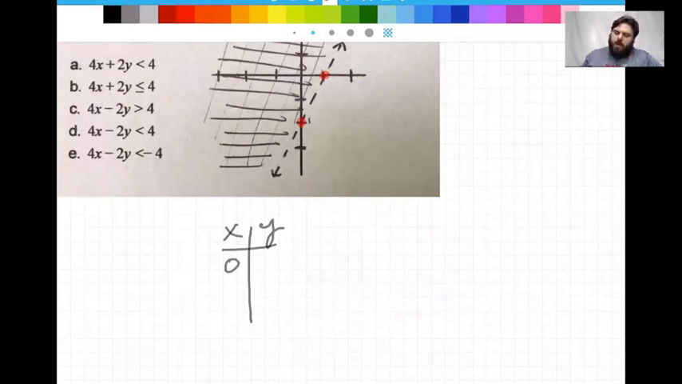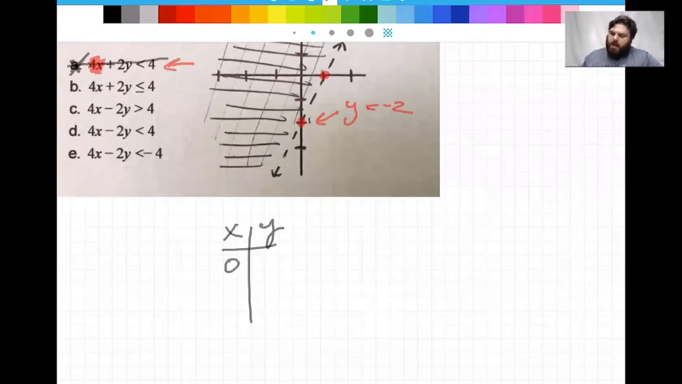So in the first equation, when x is equal to 0, this goes away. You're left with y is equal to 2. So that's not going to work because this is down here at y equals negative 2. So we can say that choice A is not a possible choice. We're going to say it's not A.